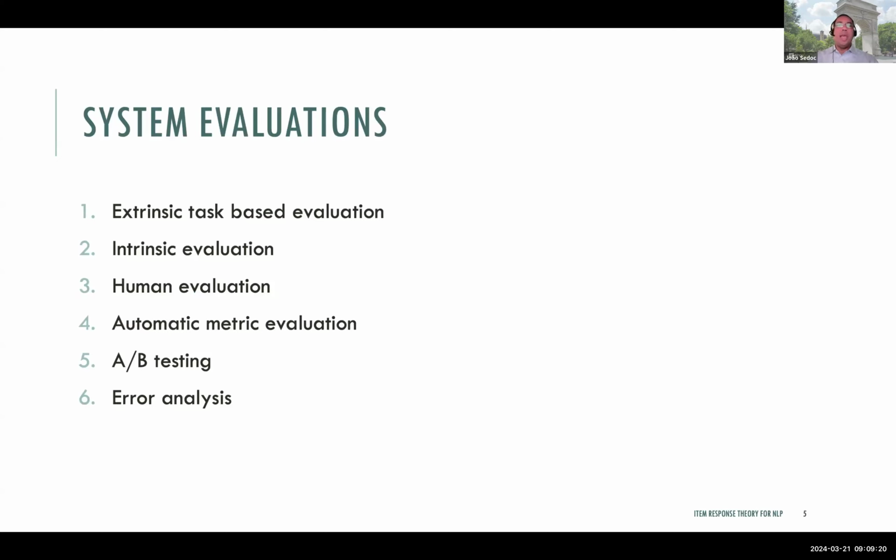So these can be just outcome measures of whatever your final true task is of the system. Then we have intrinsic evaluations, which are basically surrogate tasks. These are tasks that are closer to, let's say, maybe what the underlying model that you're training in the system is actually trained for, or some form of a surrogate task. Then we have human evaluations, automatic metrics that are evaluating systems. So A/B testing and error analysis.